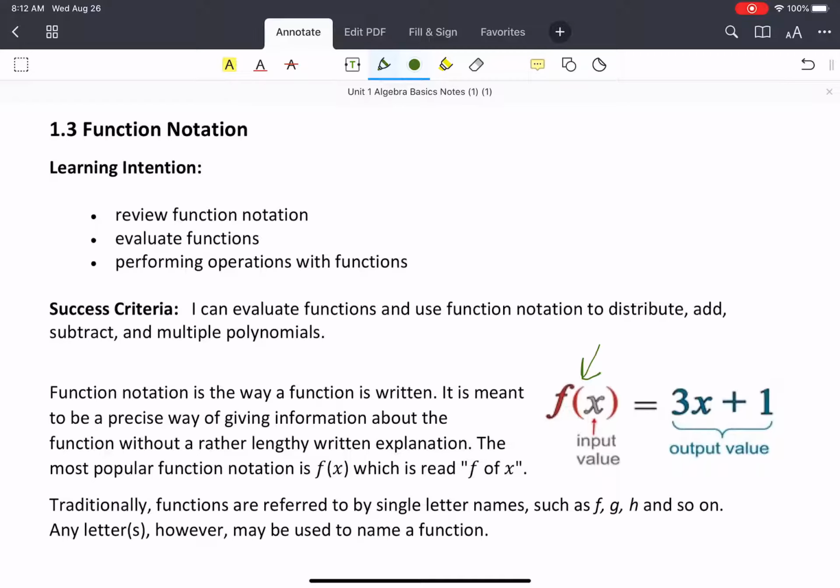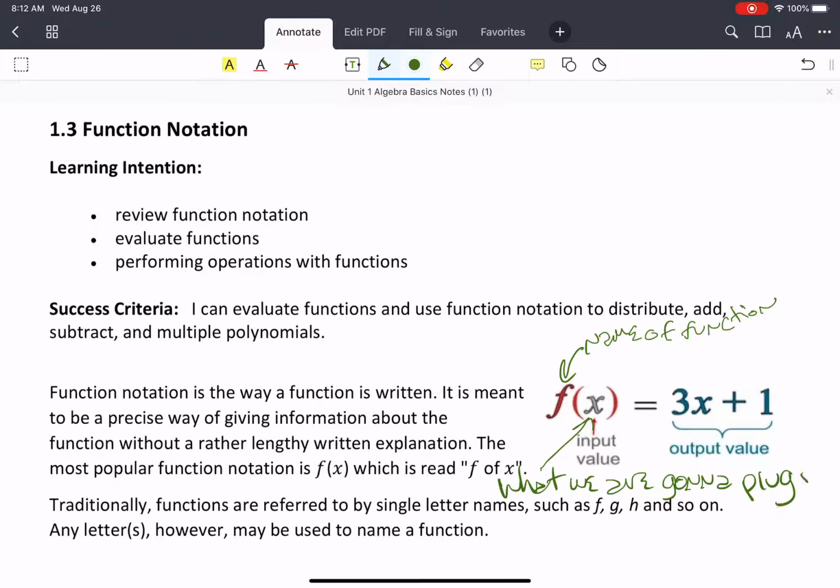This part here, the f, okay, is the name of the function. And the x is what we are gonna plug into the function. Those are attached to each other in function notation. Okay?